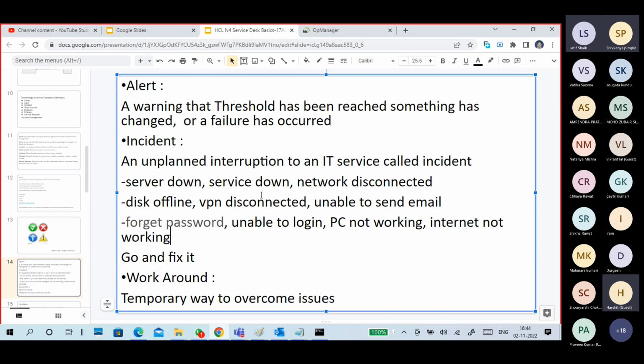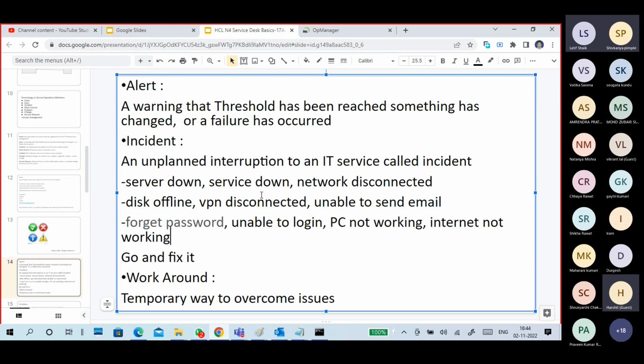Service is running, service is accessible, but server is down. Server down, but service is available. For example, I have 10 servers providing a service. If one server is down, no problem. The other 9 servers are there to provide the service. It means service is up, but server is down. In that case also you have to consider that as an incident.